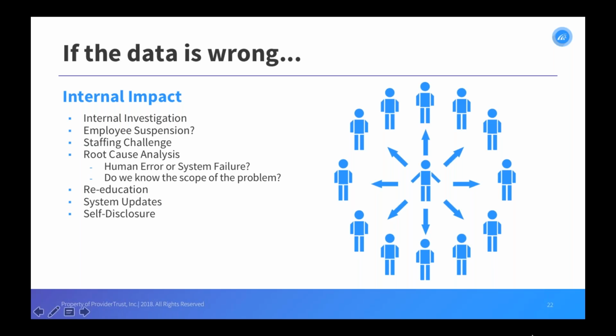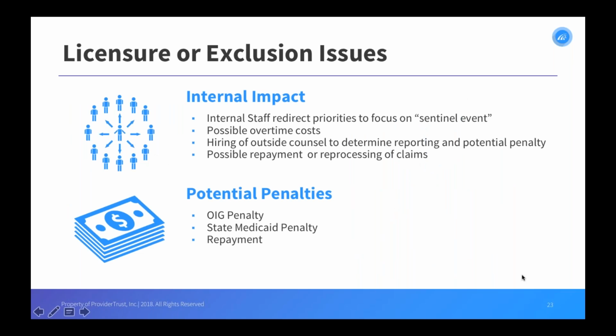And then the last piece that we want to talk about in this area is specific to if it was a license or exclusion issue. So if we're looking at an internal impact for a license or exclusion, internal staff have to be instantly redirected, based on that sentinel event. I'm surely not planning on that particular day to be dealing with an unlicensed person or someone that's excluded. So again, do I have overtime costs that are going to be accrued because I'm bringing in staff to fill the void for someone that I suspended? Do I have hourly staff within my compliance or my HR department who need to work overtime in order to help us get to the bottom of this?